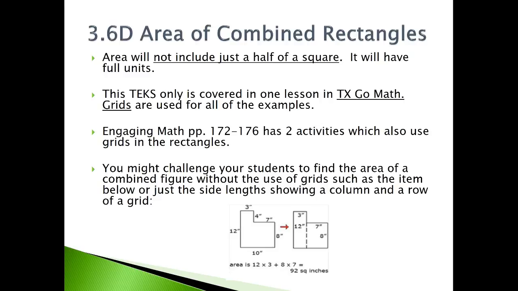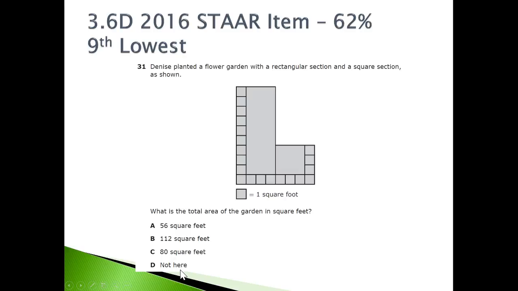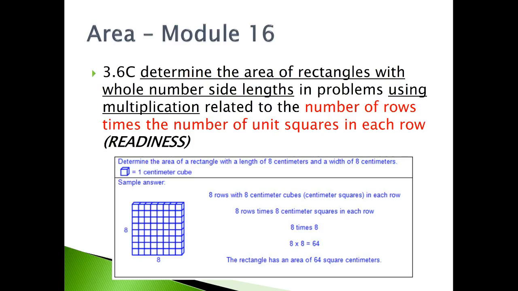In Texas Go Math, they do show grids on all of their examples. And we have the same issue with Engaging Math as well. Please expose your kids to the possibility of not having a grid. Notice on our ninth lowest scoring item, they did not have grids. They just had the border showing so that the kids could hopefully see that this is 4 times 4 in this little part of the rectangle, and that this is 4 times, and then they'll have to count and find that part. So they may have to use multiplication to figure out what each of these lengths would be.